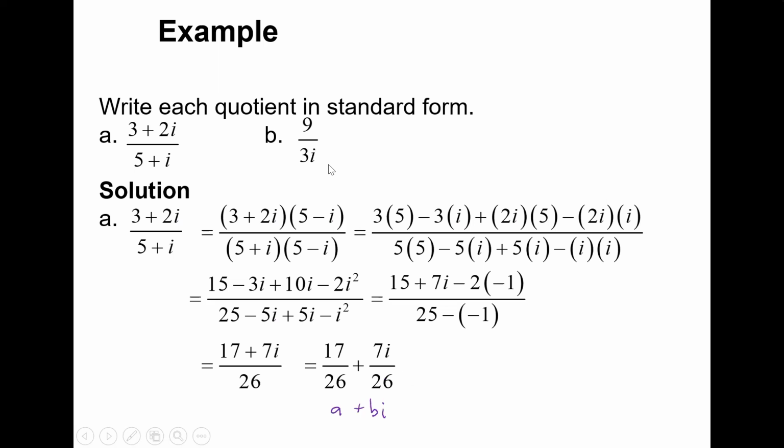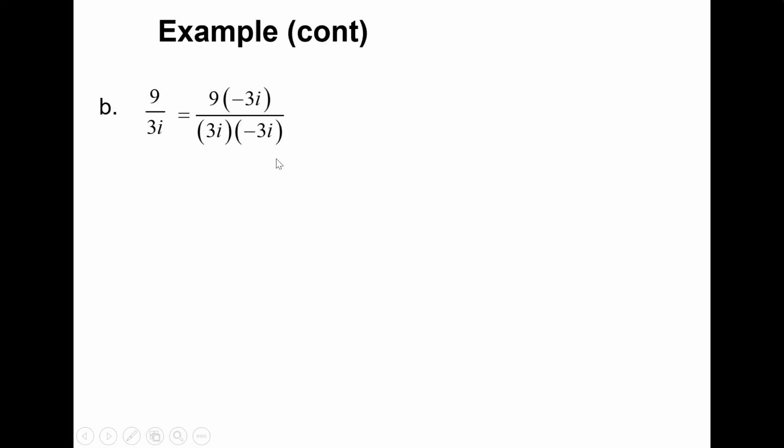Well, here we have 3i, so if we multiply by negative 3i, we should get rid of the i in the denominator. And so now that's going to be a negative 27i over a negative 9i squared, but i squared is negative 1, so it's going to be over 9. And now we can divide that, and that's going to be a negative 3i. Okay, and so that's going to be your solution to this one.